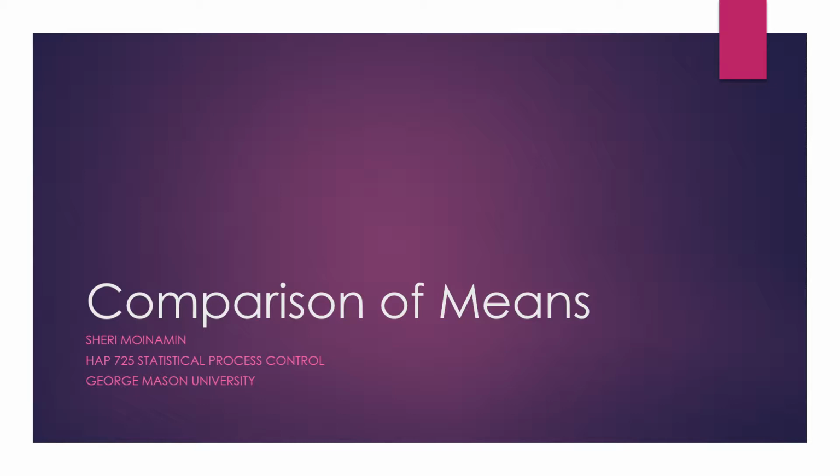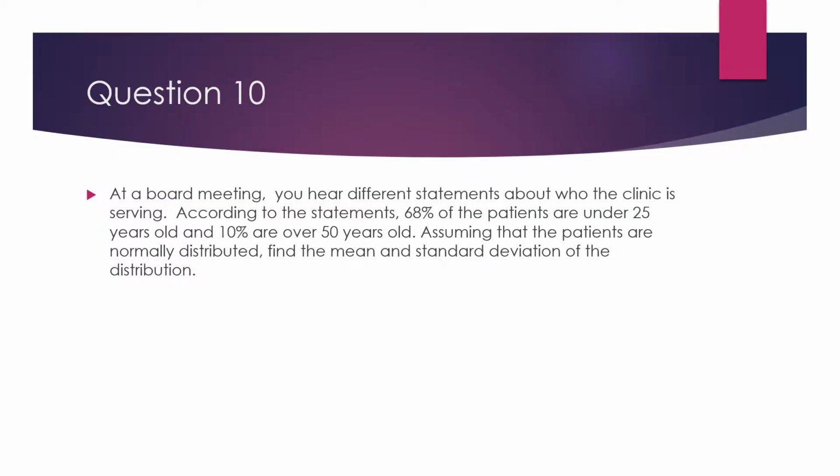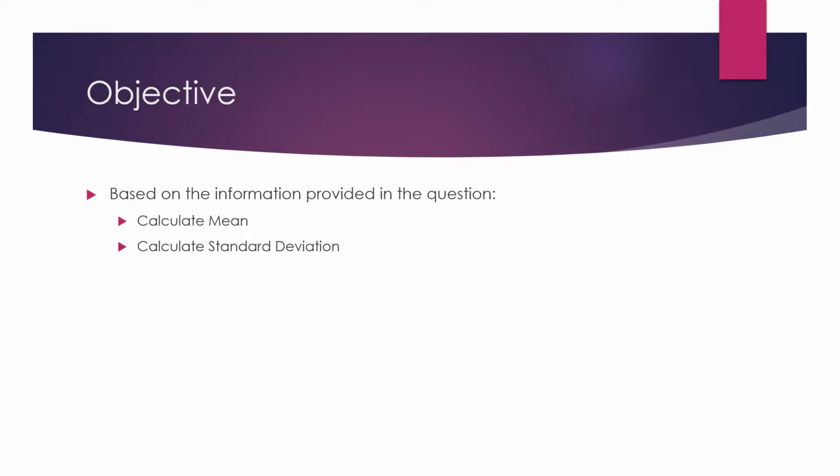In this video, we will be solving question 10, which is: at a board meeting, you hear different statements about who the clinic is serving. According to the statements, 68% of the patients are under 25 years old and 10% are over 50 years old. Assuming that the patients are normally distributed, find the mean and standard deviation of the distribution. Therefore, the objective is to calculate the mean and standard deviation based on the information provided in the question.